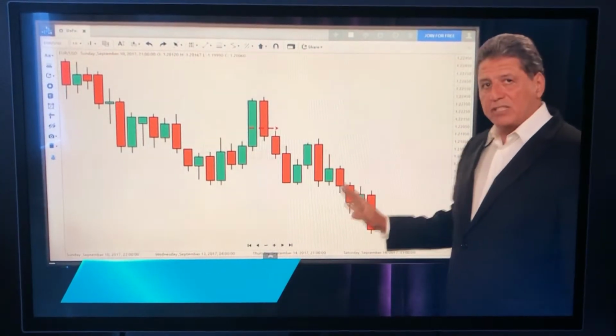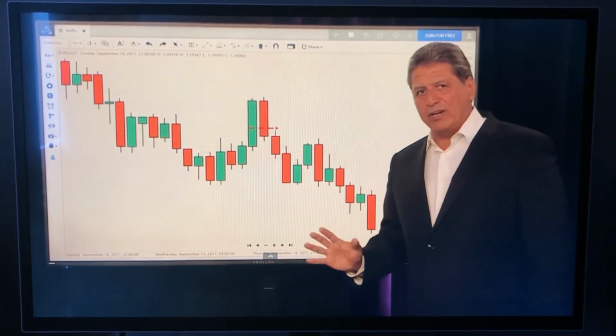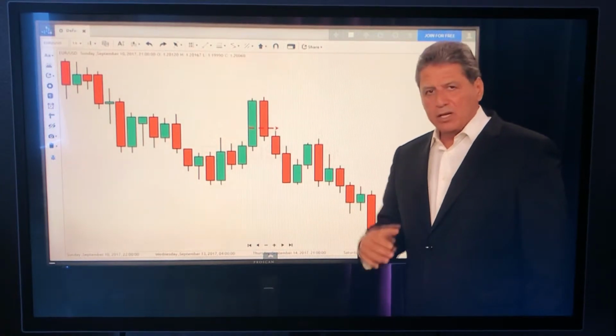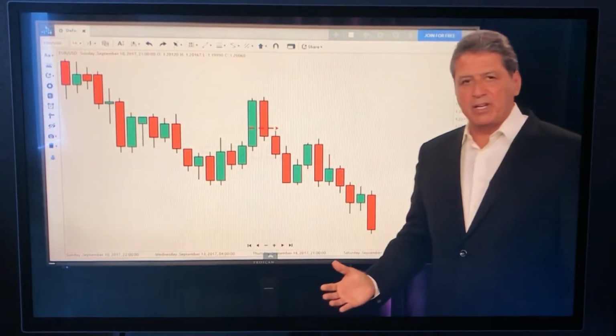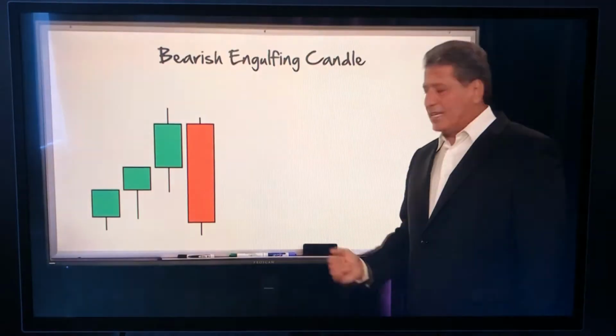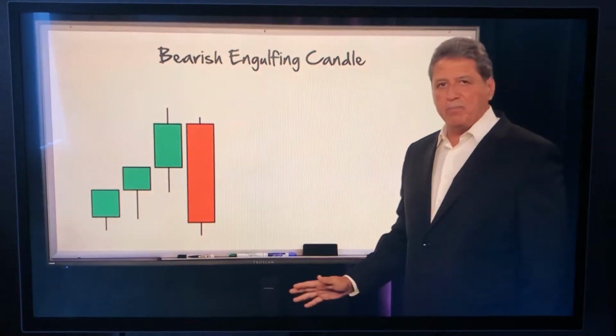See, this knowledge makes a huge difference in a trader's journey, because once you learn these candlestick formations, it opens all kinds of doors of profitability for the trader. This, once again, is the most popular candlestick formation. This is the bearish engulfing candle. This will appear more than all of the other 4 combined.